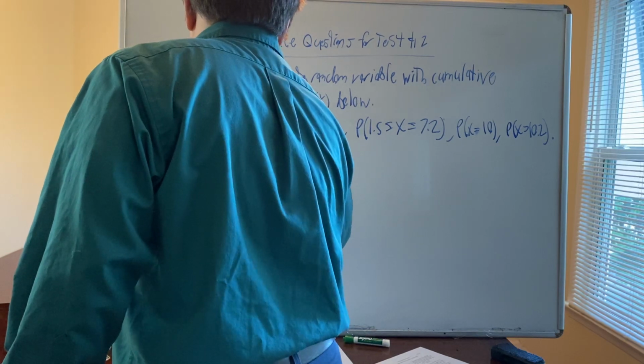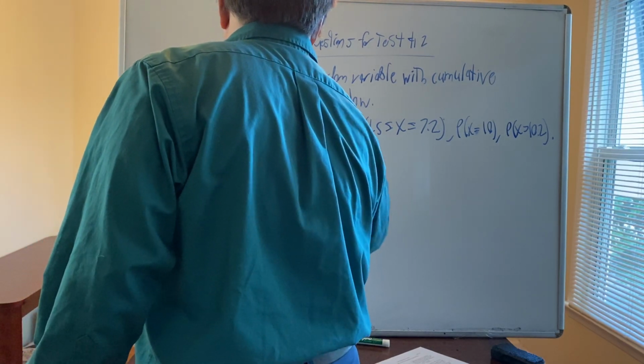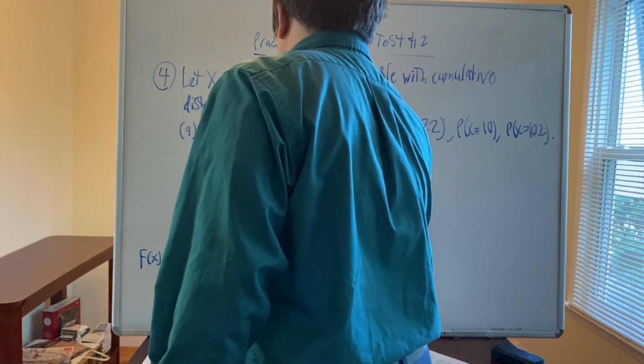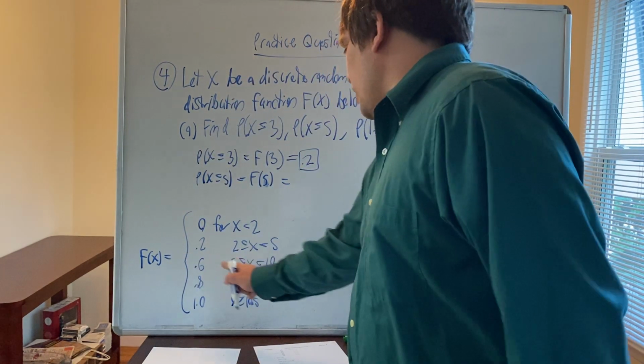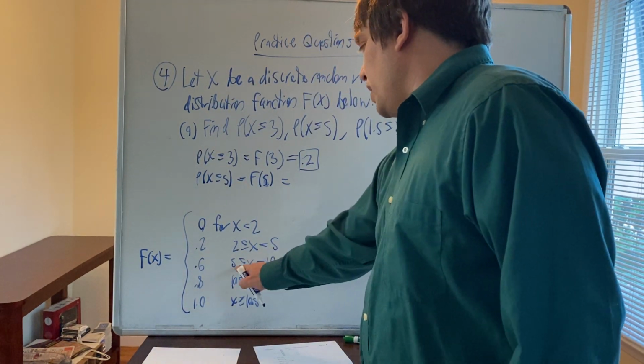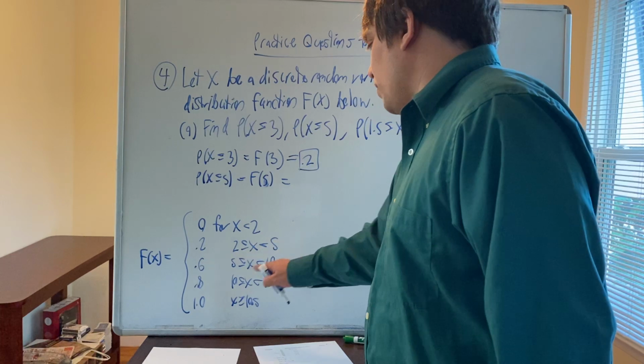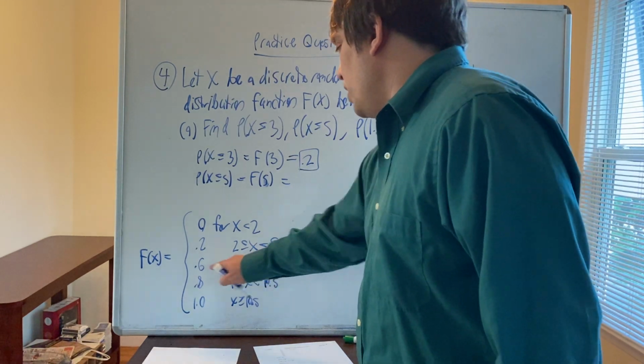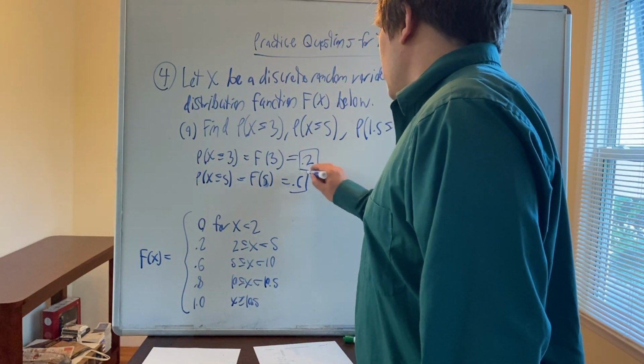P of X less or equal to 5 is the probability X is at most 5, which is capital F of 5. And what's capital F of 5? Well, X is 5, not this one here, 5 less or equal to X. This is less than 5. This is including X equals 5. So that's 0.6.